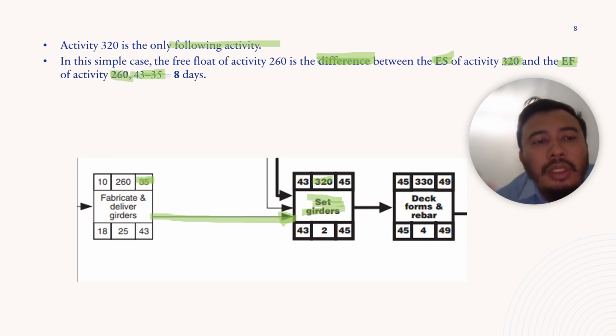You get 43 minus 35, which is 8 days. So 43 minus 35, earliest start minus earliest finish. There you will get your free float. That is your free float.